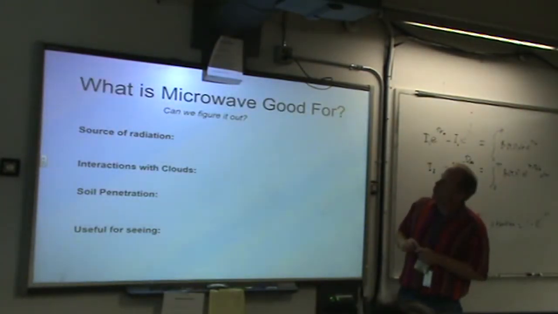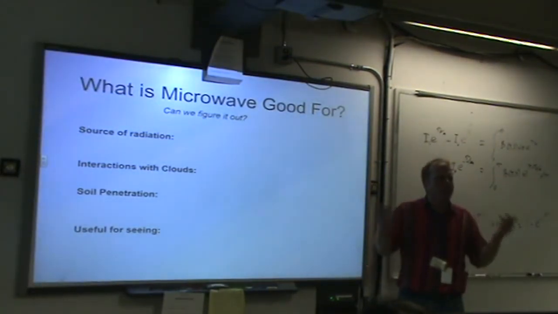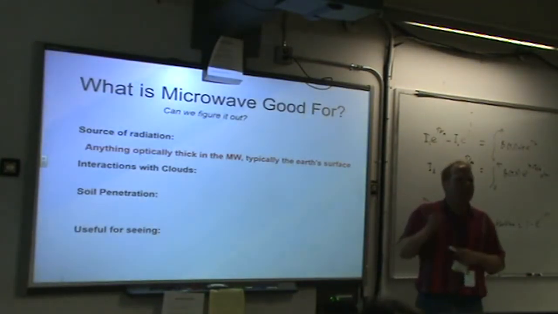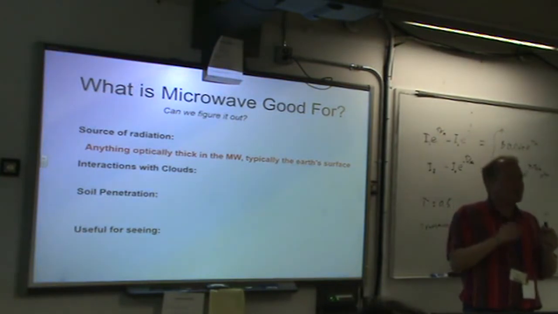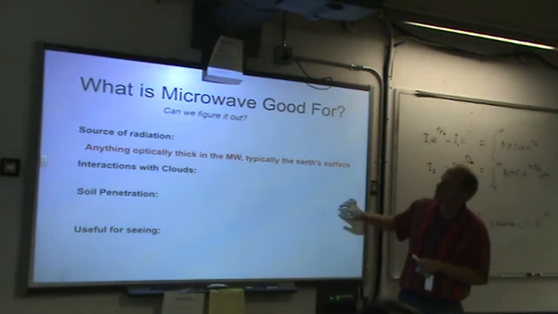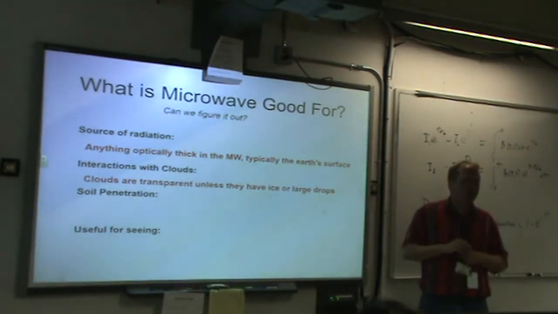So why would we care about microwave sources of radiation? It's mainly going to be from the surface. Does the atmosphere scatter the microwave? We're at about centimeters or so. Not really. So the source of radiation is going to be typically the surface. Cloud droplets are so small that they don't scatter microwaves either. They don't absorb much, so you really don't see much coming from the clouds in the microwaves. They're pretty much transparent unless they have ice or large drops in them.